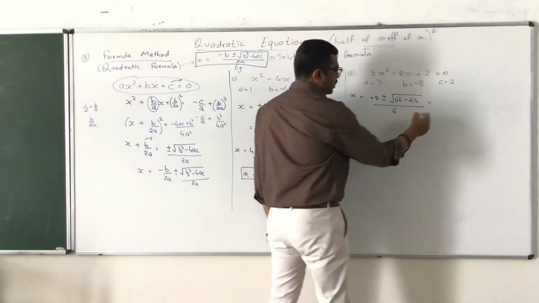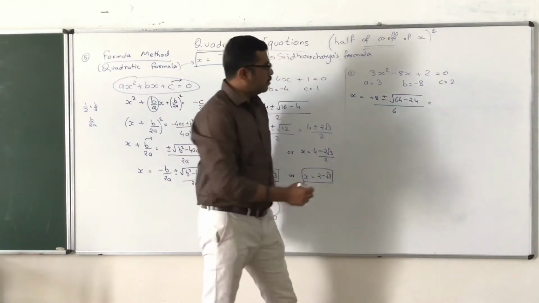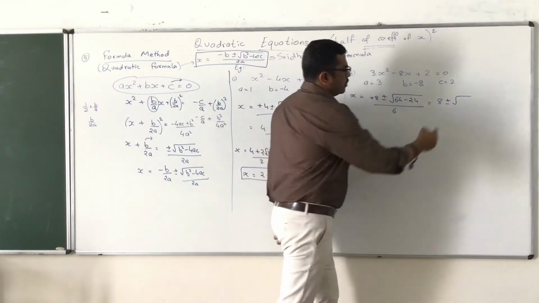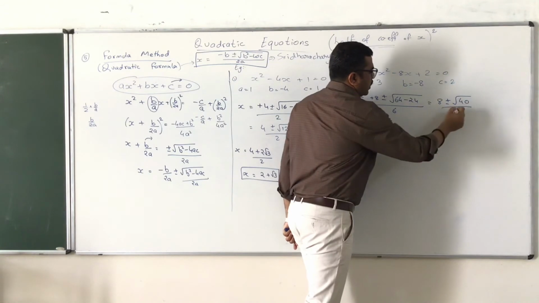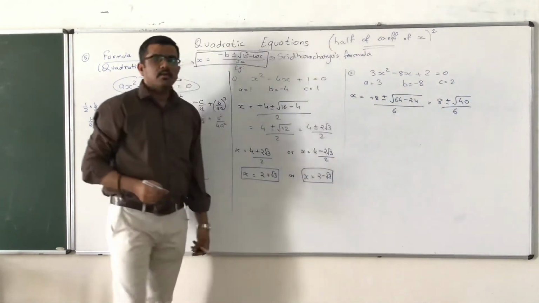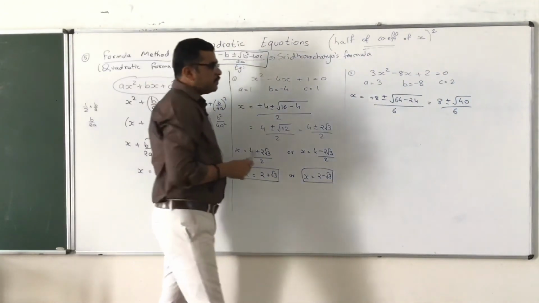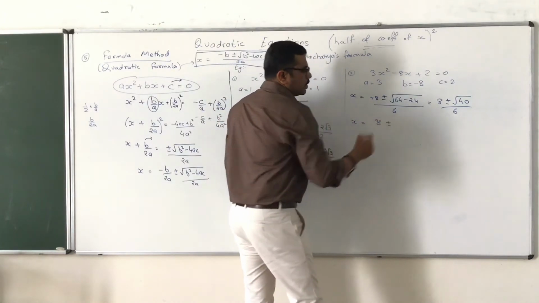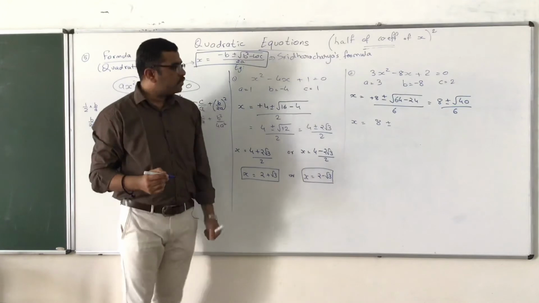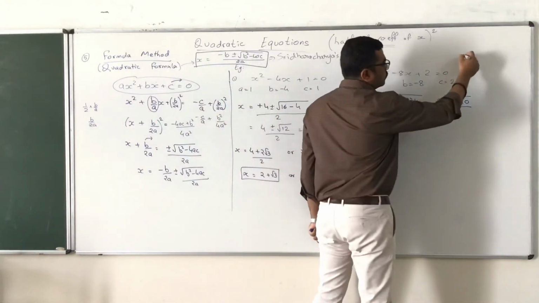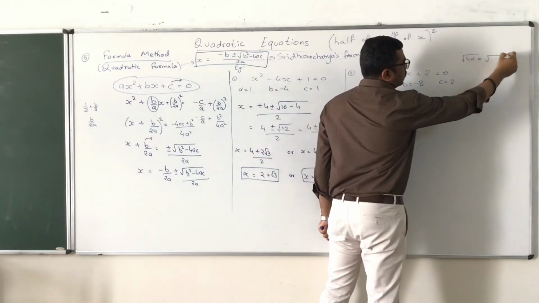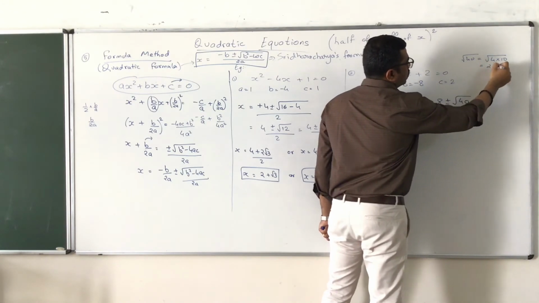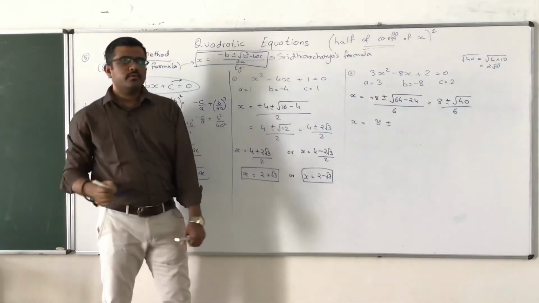On simplification we have 8 plus or minus square root of 40 divided by 6. Now the square root of 40 can be simplified: it is 4 times 10, so we write it as 2 root 10, 2 square root of 10.